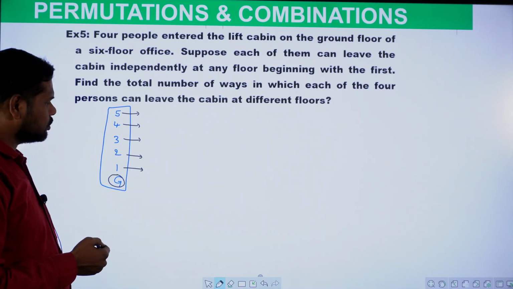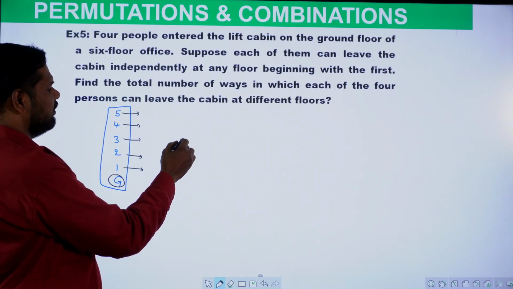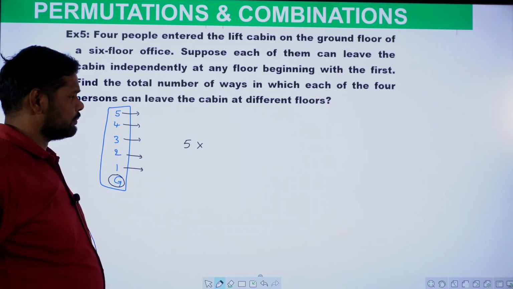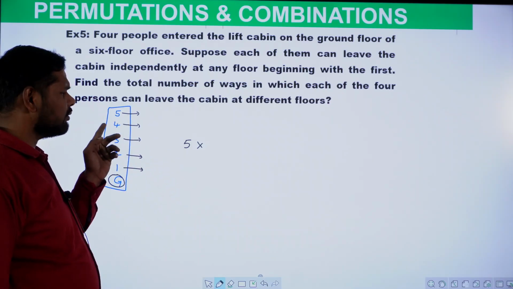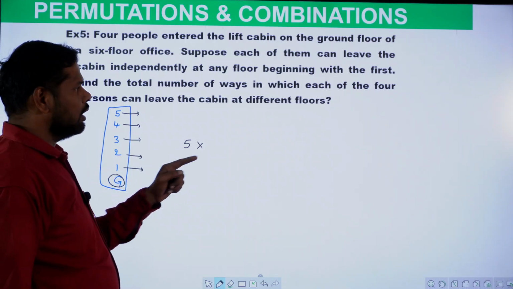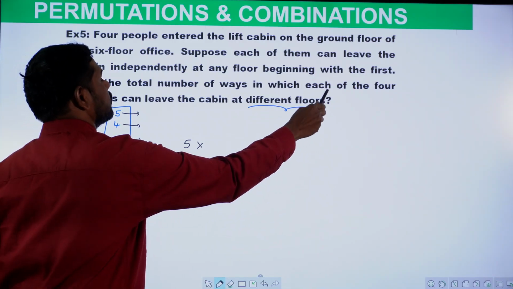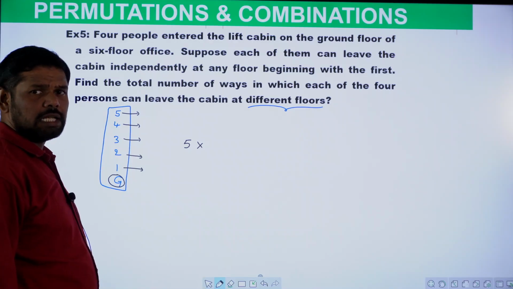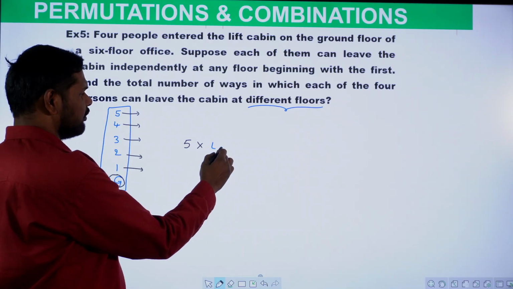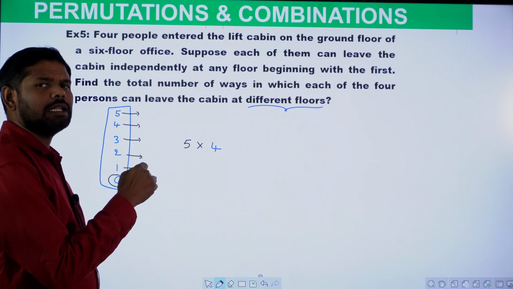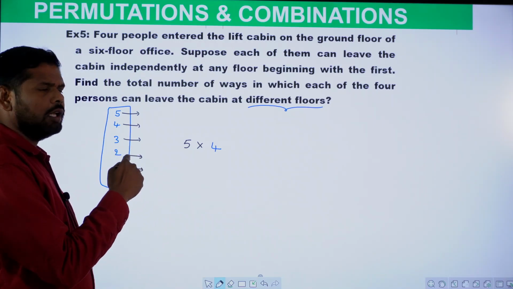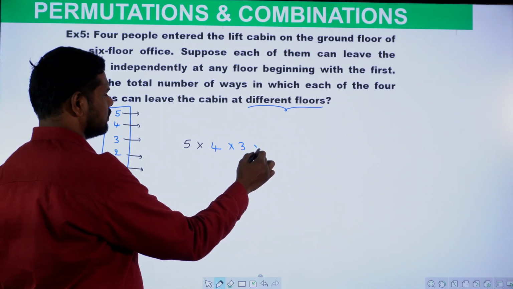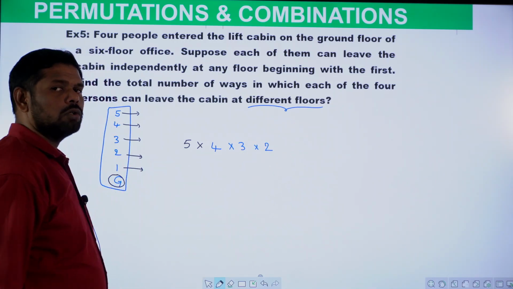Suppose the first person chooses any one of the 5. How many ways for the first person? 5 options are there, because he can choose any one of the 5 floors. But the second person must leave at a different floor, so definitely the second person has only 4 options, since the first person already chose one. Other than that, from the remaining 4 floors he can choose any one. Similarly, the third person has 3 choices, and the fourth person has 2 choices.